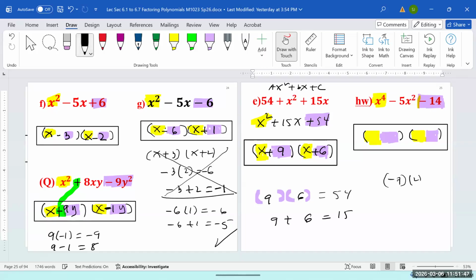Negative 7 times 2 is negative 14. Good. Negative 7 plus 2 is negative 5. The middle term, perfect. So you factor on negative 7 and positive 2. And how about your variable? If you split x to the 4 into two pieces evenly, each piece is supposed to get what? What times what is going to give you x to the 4?